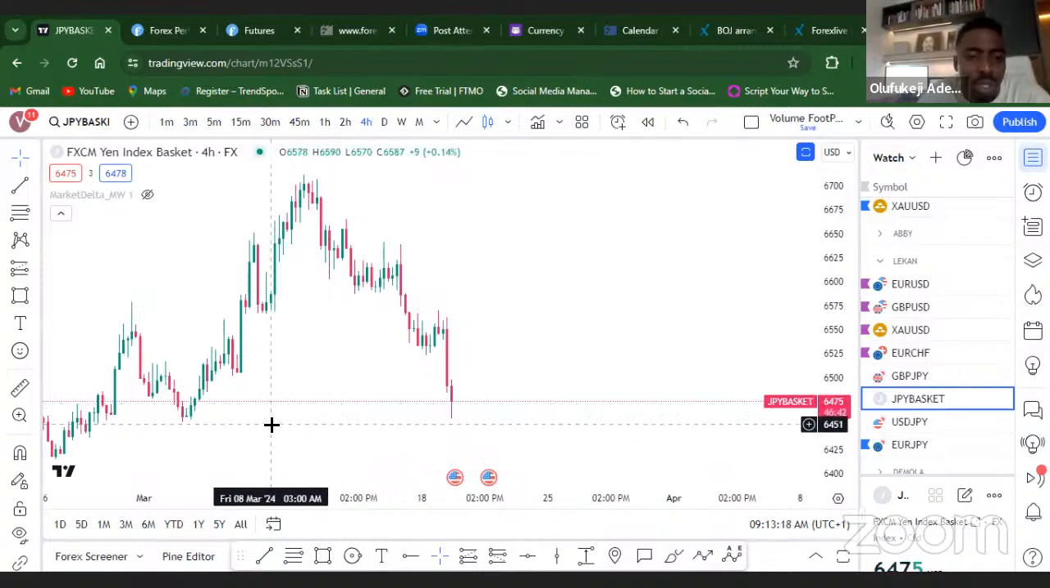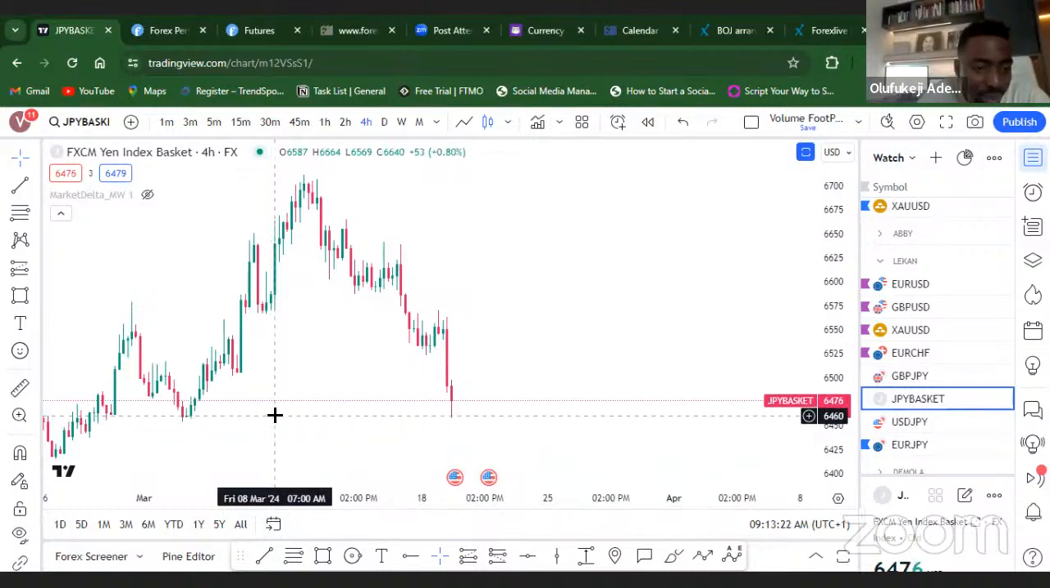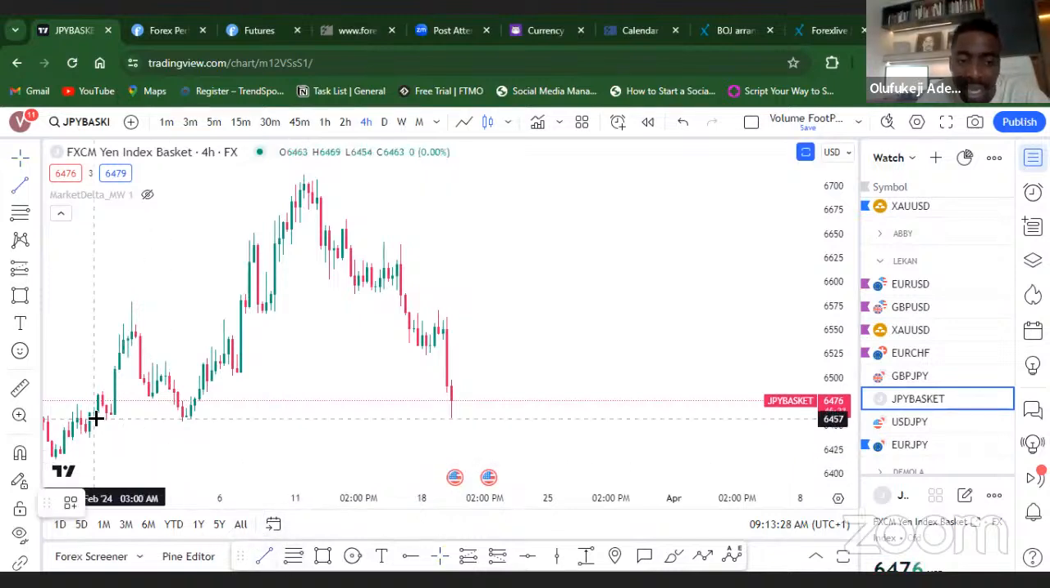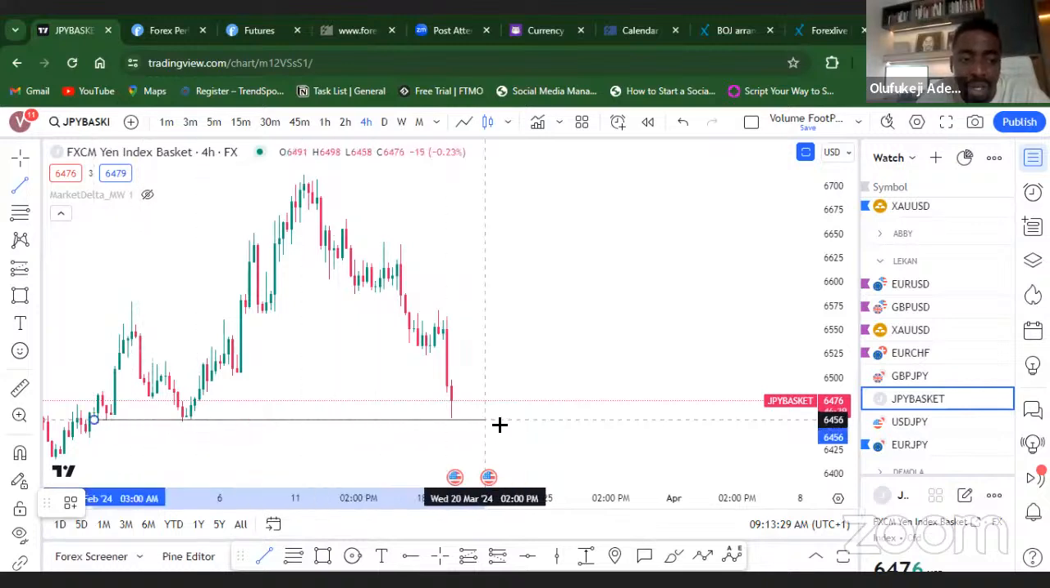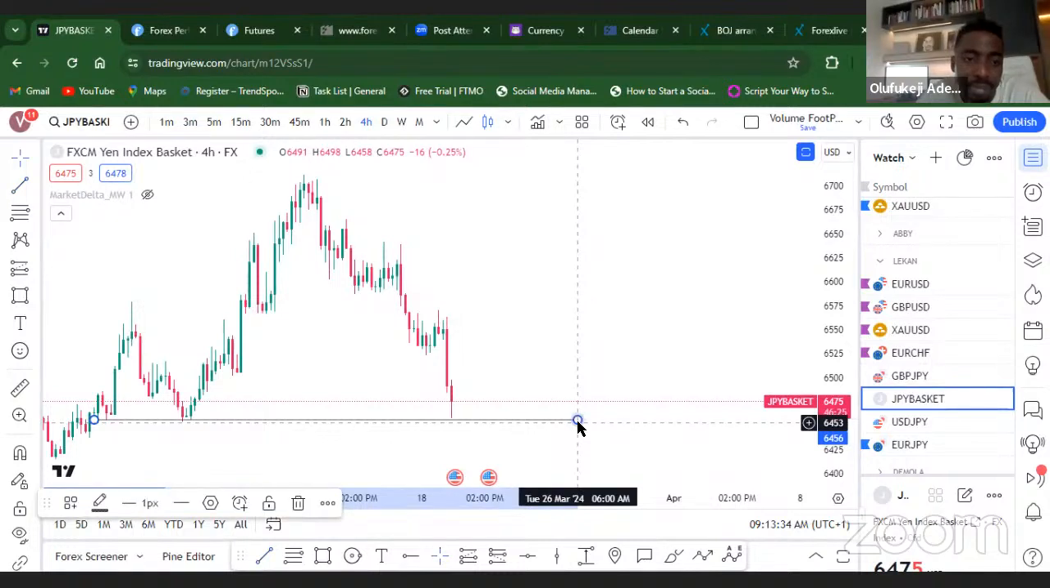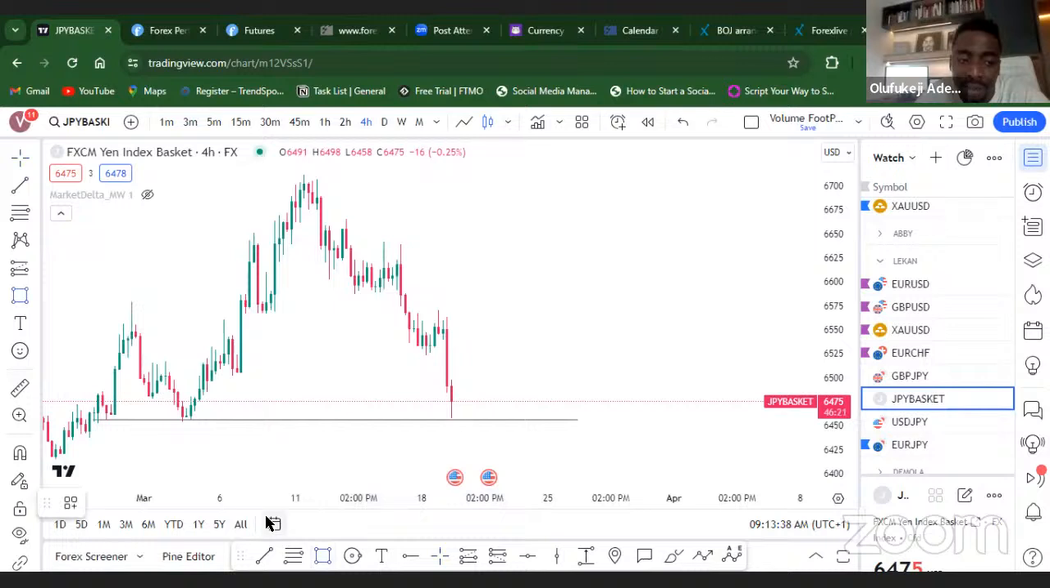Now, on the 4 hour, what are we seeing? Mark that level where there's liquidity. We are seeing a triple bottom. Exactly. And then under the triple bottom, we are seeing a fair value gap. That's the fair value gap right there.